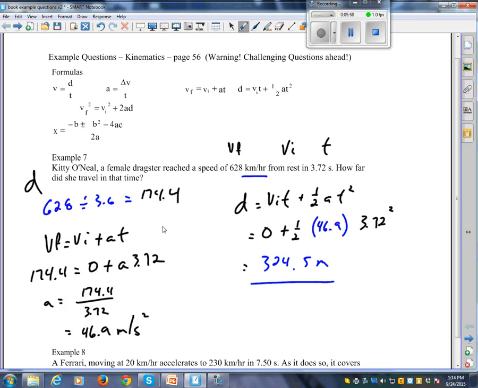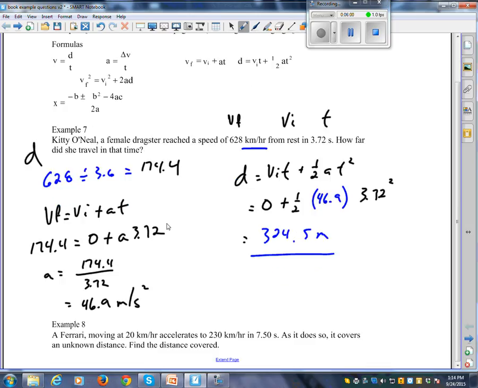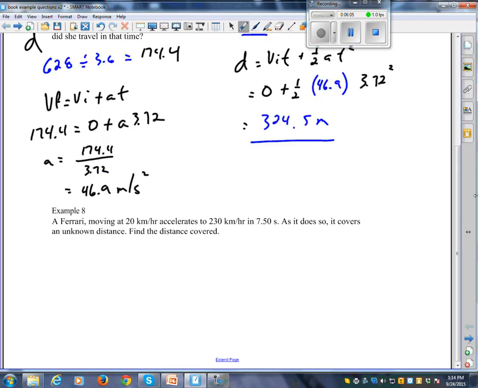All good? Yeah? Okay, let's look at the Ferrari one here. Moving at 20 kilometers an hour, it accelerates to 230. As it does so, it covers an unknown distance. Again, find the distance. Is this not exactly the same question? Exact same question. There's only one small difference, besides the fact that it's a Ferrari: we have an initial velocity, don't we, right? So you guys can probably follow the steps and do it.